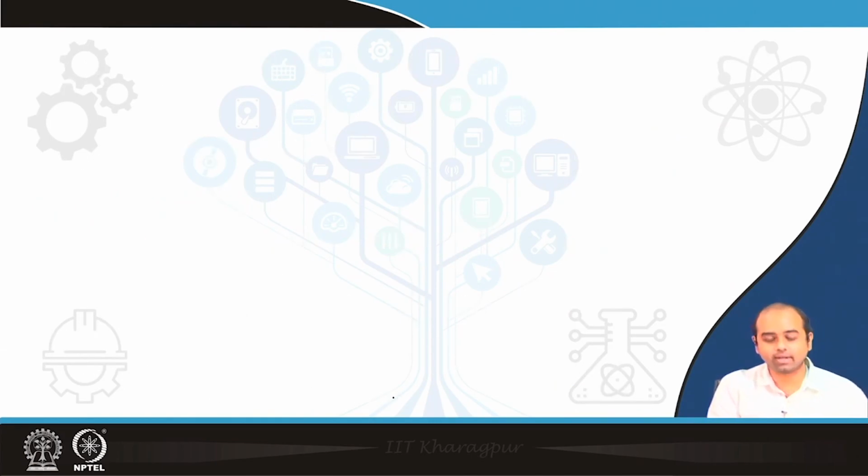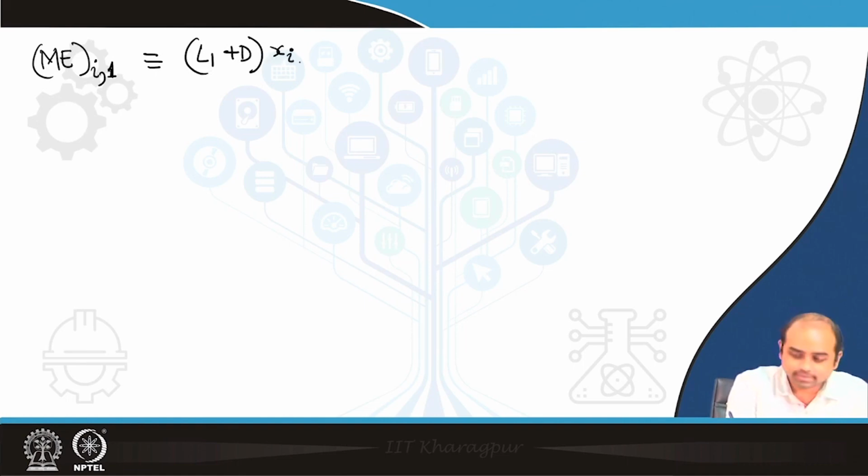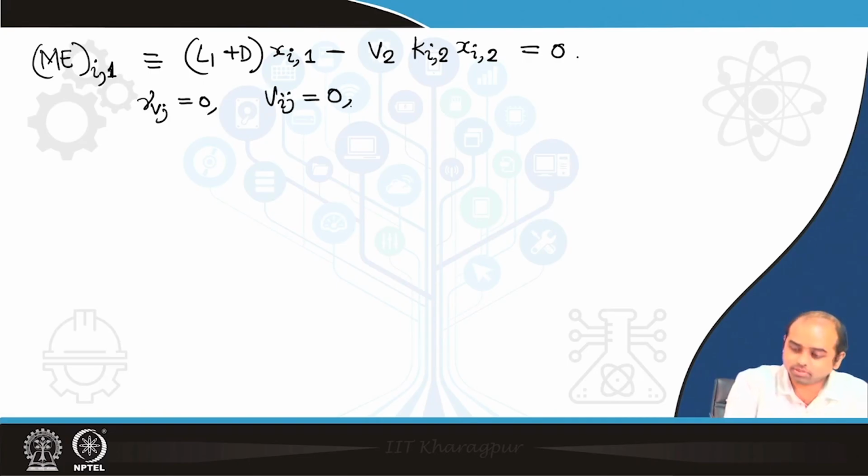Now let us look into how it turns out for the first stage. So ME i comma 1 will be L1 plus D, isn't it, times Xi1, minus V2 Ki2 Xi2, and the rest are 0 because gamma Vj is equal to 0, Vij for stage 1 is equal to 0, Fj is equal to 0, isn't it?